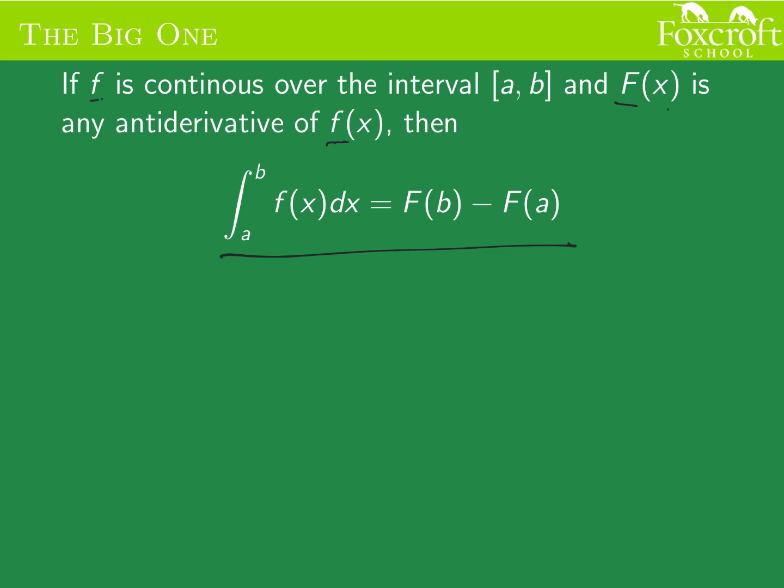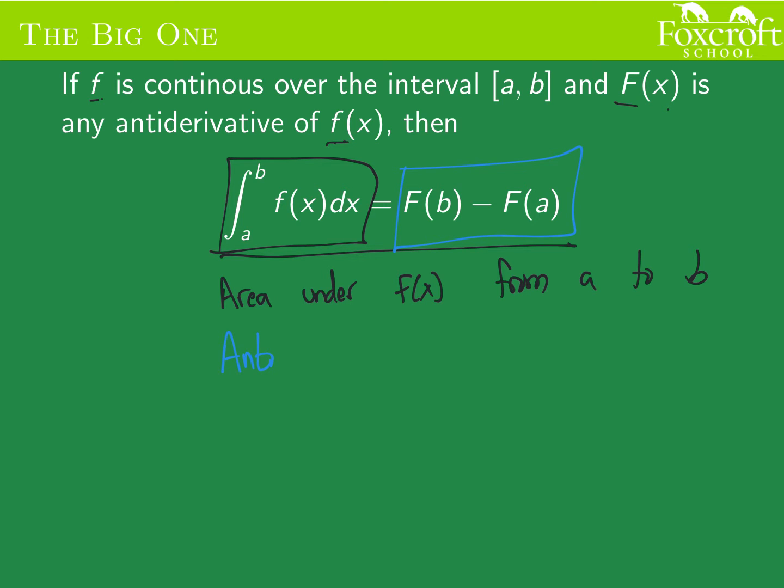The integral from a to b of f of x, or the area under lowercase f of x from a to b. All right, that's the left-hand side of this. And the right-hand side is the antiderivative of f of x, which we call capital F of x, evaluated at b and a. So it's basically equating the area under a curve to some information about its antiderivative.